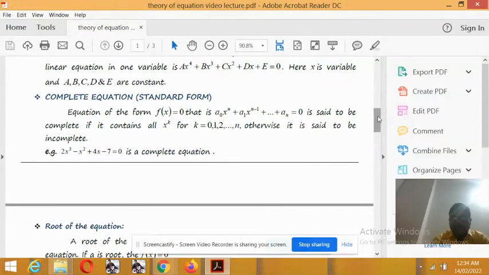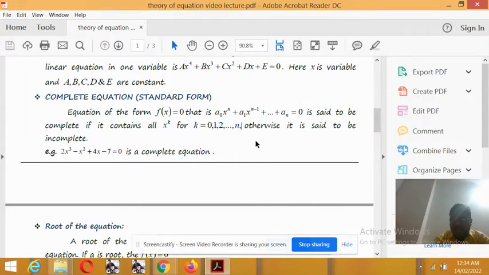Now the complete equation. What actually do we mean by a complete equation? An equation of the form f of x equal to 0 that represents like this: a0 x to the power n plus a1 x to the power n minus 1 plus a2 x to the power n minus 2 plus, and so on, up to an minus 1 x to the power 1 plus an x to the power 0 equal to 0. This equation is said to be complete if it contains all x to the power k for k equal to 0, 1, 2, 3 up to n.